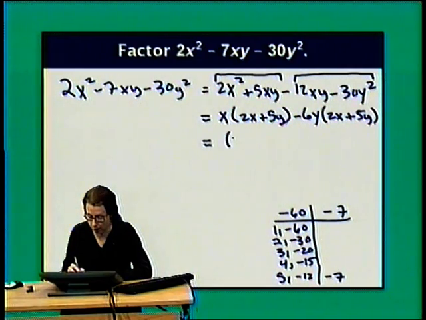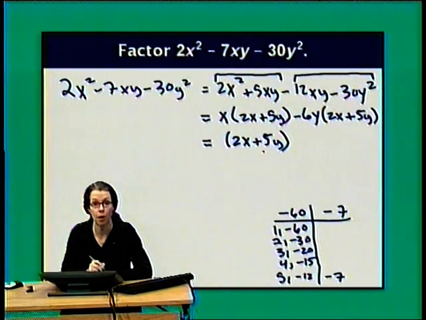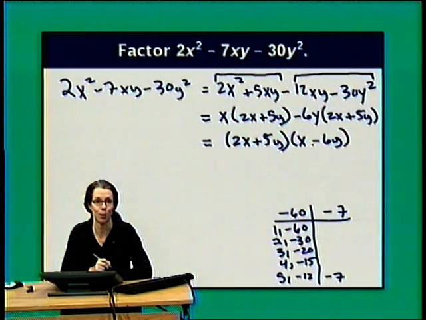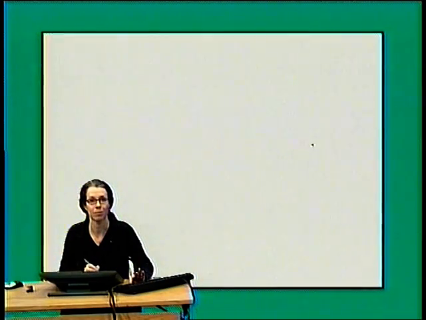Finally, factoring out that common binomial factor, 2x plus 5y leaves behind a factor of x from the first term and negative 6y from the second term. So with this, I'm going to turn it over to Candace, who's going to work a lot more practice problems factoring trinomials.